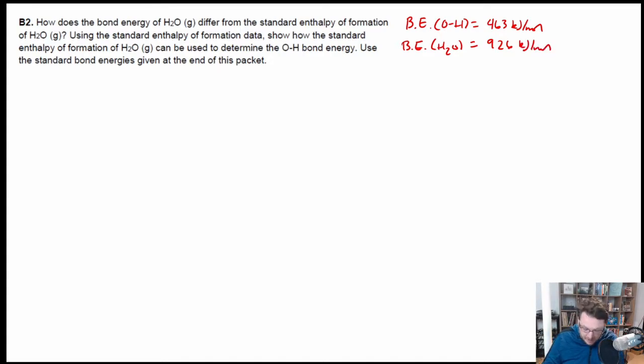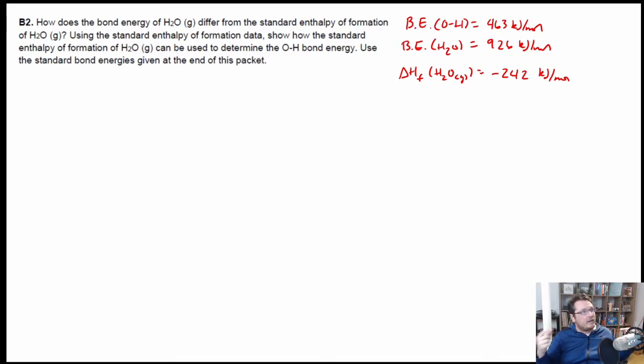If we look at the end of the packet at the delta H of formation for H2O gas, let me just look at it real quick. H2O gas is negative 242 kilojoules per mole. So those are two very different values. One is negative, one is positive. One is 242 kilojoules per mole, the other is 926 kilojoules per mole. Looking at that, you think there has to be some kind of disconnect. Something is off there.